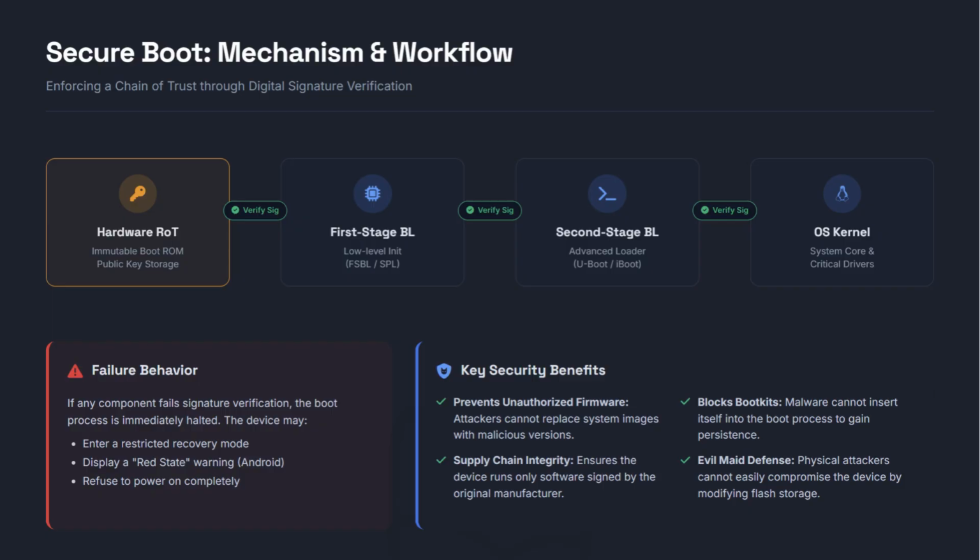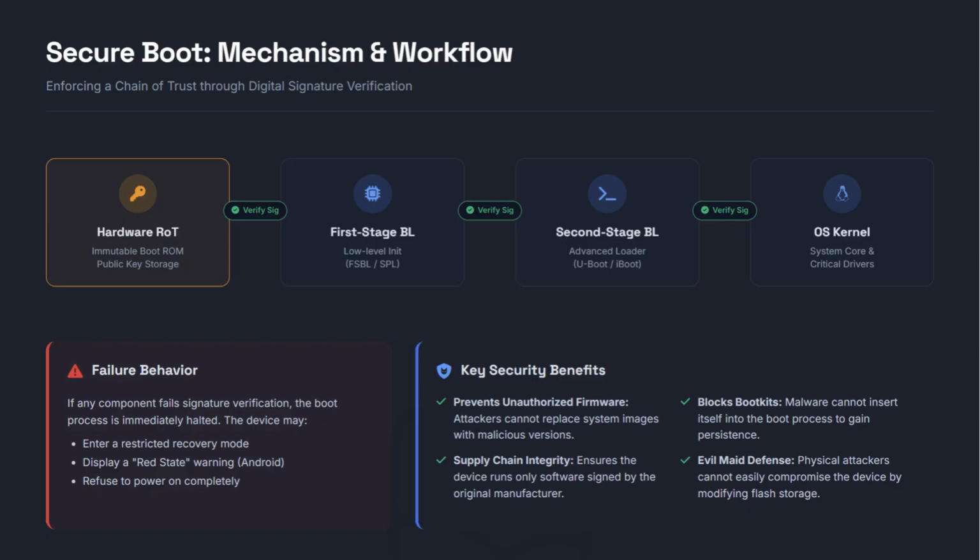Next, the boot ROM verifies the first stage bootloader, also known as FSBL or SPL. This bootloader performs initial hardware configuration and prepares the system for the next stage. After verification, the first stage bootloader loads the second stage bootloader, which provides advanced system initialization and prepares the operating system kernel. At every stage, digital signatures are verified using cryptographic algorithms.